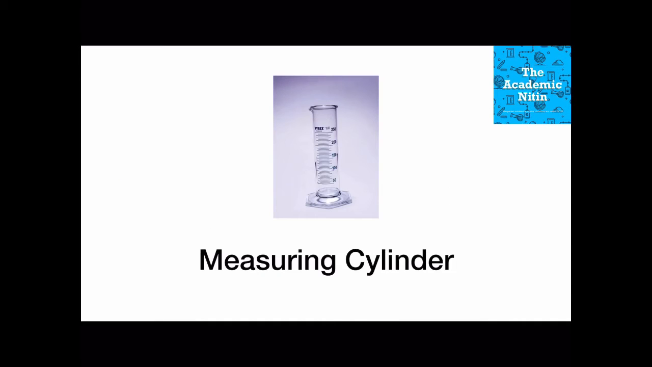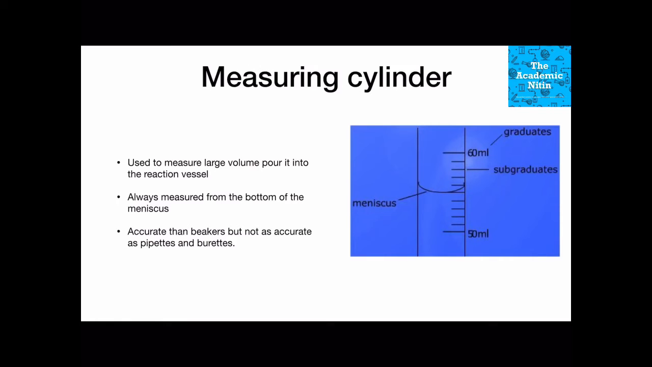Our first topic today is measuring cylinders. You just have to know the uses, how it is measured, and the accuracy of these. So, measuring cylinders are used to measure large volumes, like let's say 100 ml and so on. And we can also use these to pour into the reaction vessels and so on. So now let's see how it is measured.